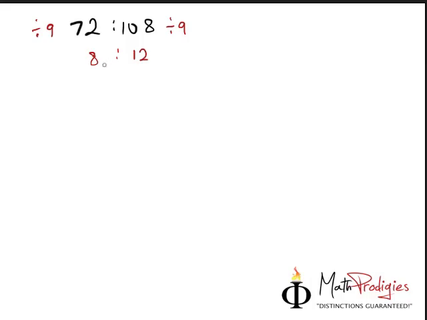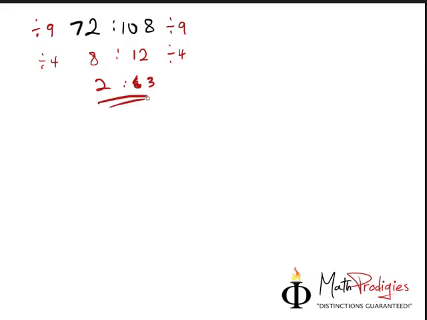Can we go further? 8 and 12. You start seeing the pattern. It should be divided by 4. Divide by 4 here, divide by 4 here, you will get what? 2 is to 6. Sorry, 2 is to 3. And that is the final answer.